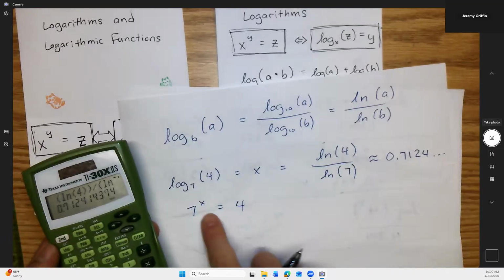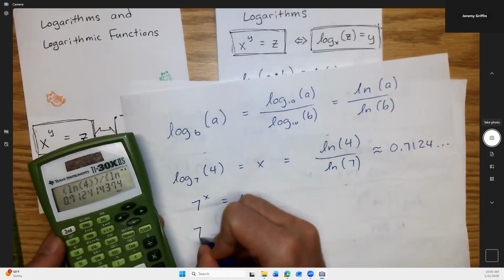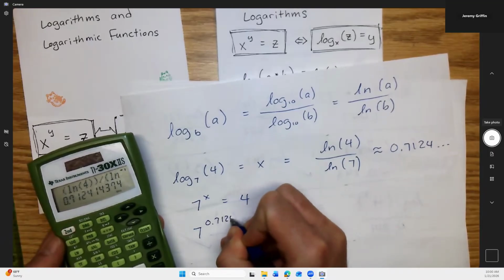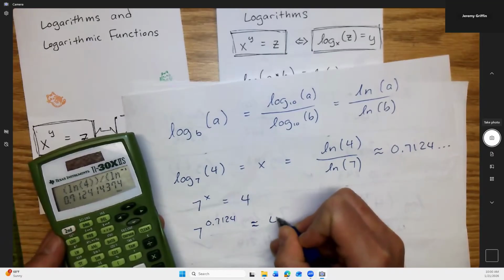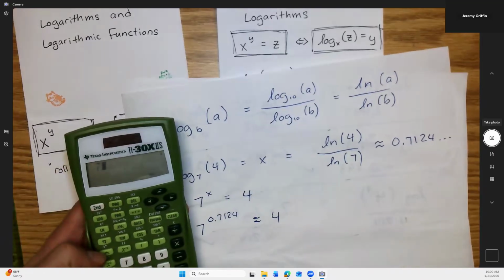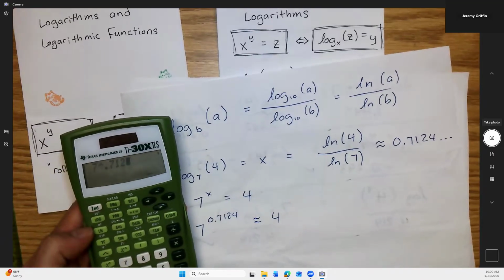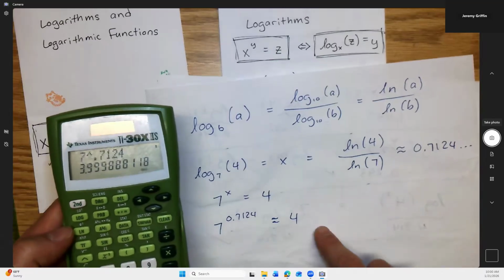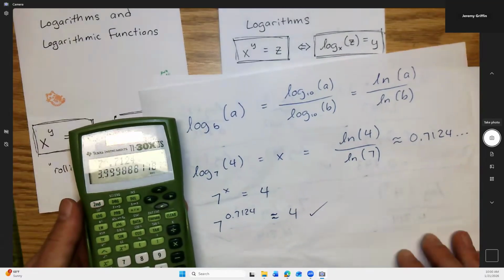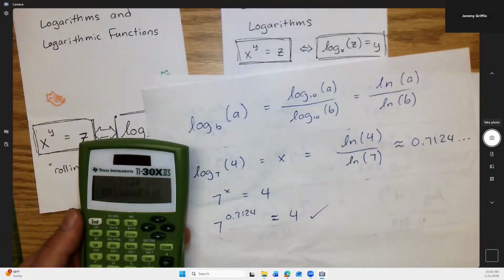Okay, so let's plug it in right here. What is 7 to the 0.7124 something, something? Is that approximately equal to 4? Okay, let's see. 7 to the power of 0.7124. 3.9999. Yeah, I'll call it 4. Bing. A win. Okay, you guys got it?